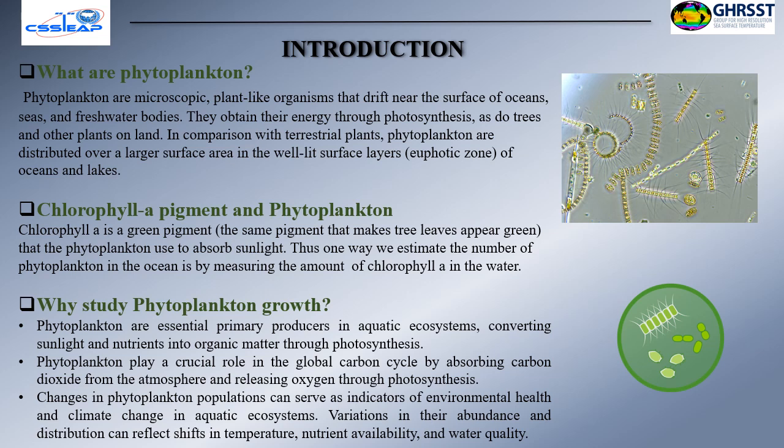Phytoplankton are essential primary producers in aquatic ecosystems, converting sunlight and nutrients into organic matter through photosynthesis. Phytoplankton play a crucial role in the global carbon cycle by absorbing carbon dioxide from the atmosphere and releasing oxygen through photosynthesis. And changes in phytoplankton, most importantly, serve as an indicator of environmental health and climate change in aquatic ecosystems.